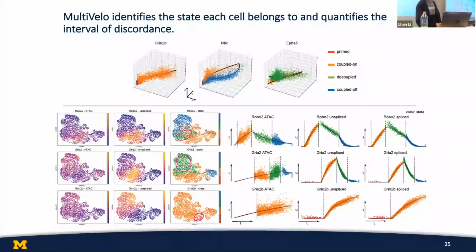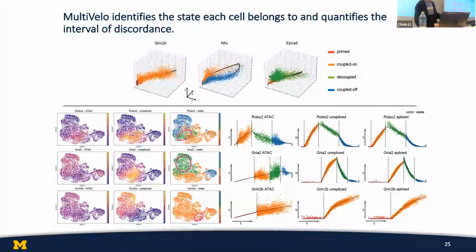And on the bottom, I'm showing the state assignment for 3 genes: Robo2 on the first row, Grin2A on the second row, and Grin2B on the third row. For Robo2, this gene is a model 1 gene. As I said before, for a model 1 gene, chromatin closes before transcription terminates. This is shown on the UMAP plot.